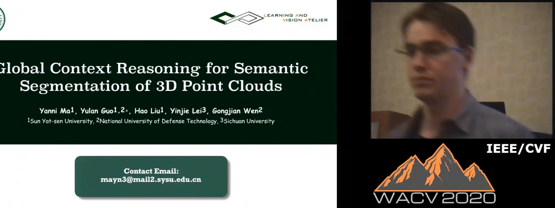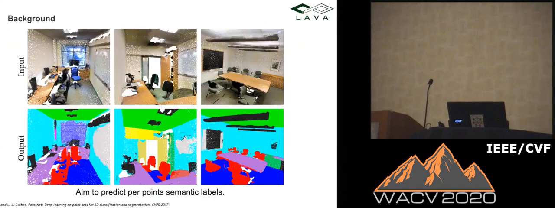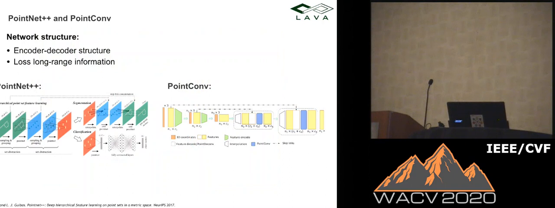Jenny from Scene University. Today, I want to talk about global context reasoning for semantic segmentation of 3D point clouds. Given an input of 3D point clouds, semantic segmentation is a problem where we have to predict per-point semantic labels. We analyzed the existing point cloud segmentation networks, PointNet++ and PointConv.